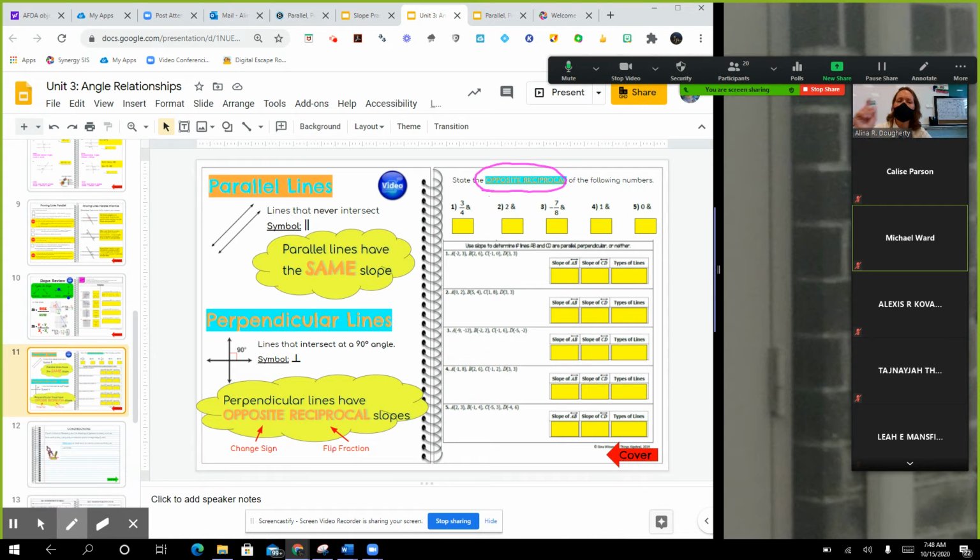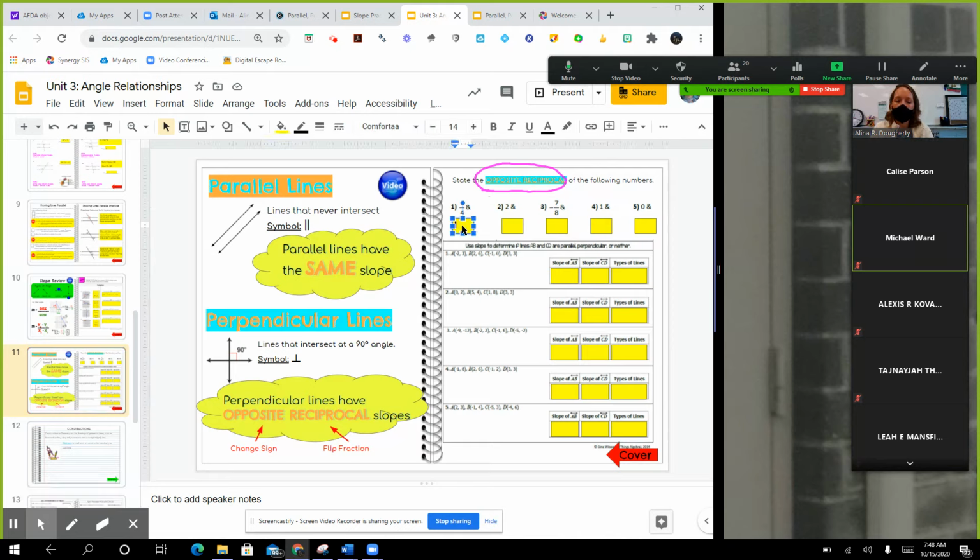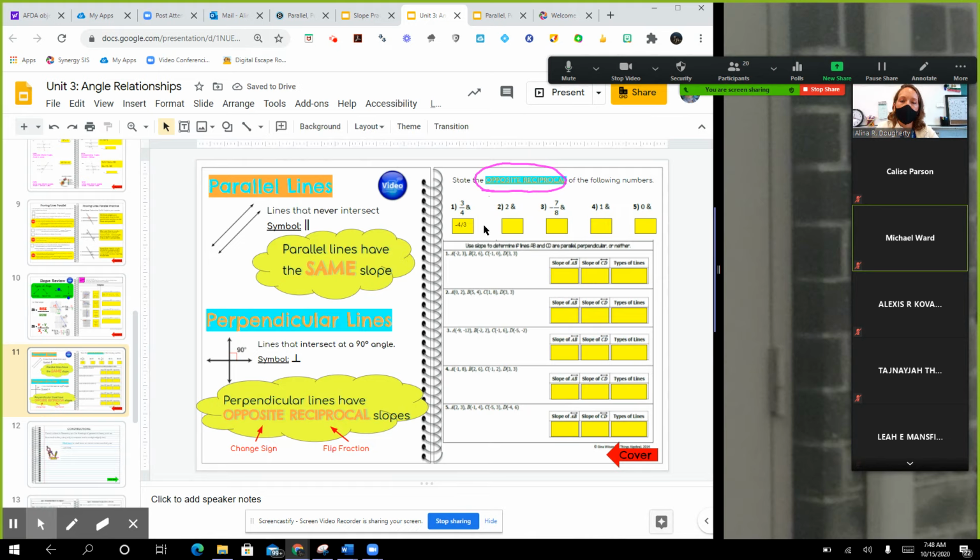So if I give you a slope of 3/4, what's the opposite reciprocal of that? What should I type in that box? -4/3, absolutely. So in this box, you can write -4/3. Okay?